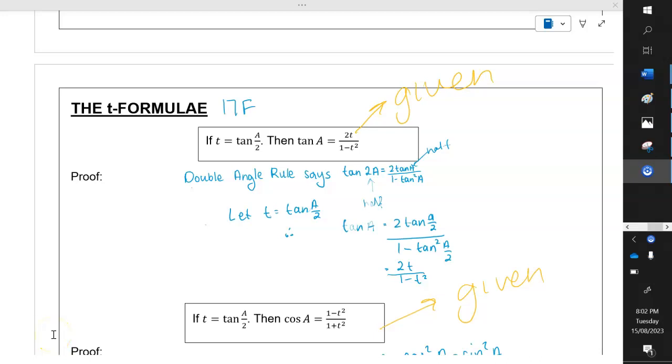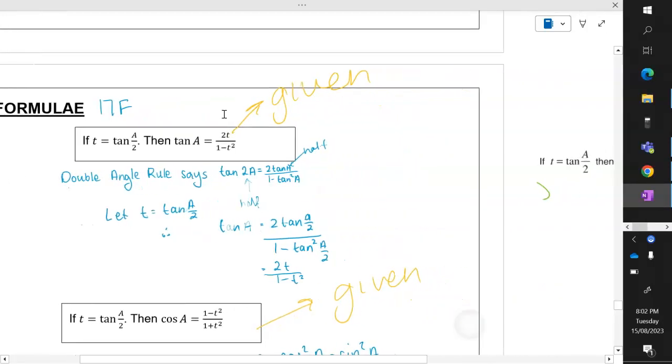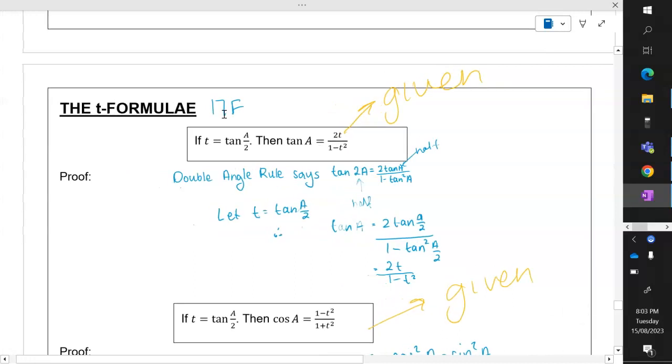Okay, hello Year 12. Today we're going to be having a look at the T formula, and this will correspond to exercise 17F in the Cambridge textbook. Now the formulas that we're going to have a look at today are given to you on the HSC formula sheet. So I'll just jump over and show you where those are.